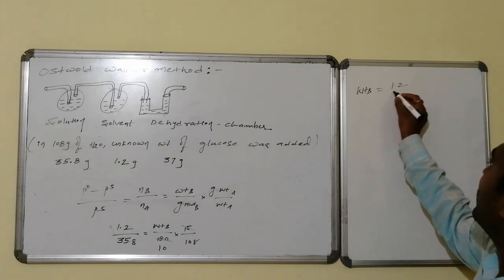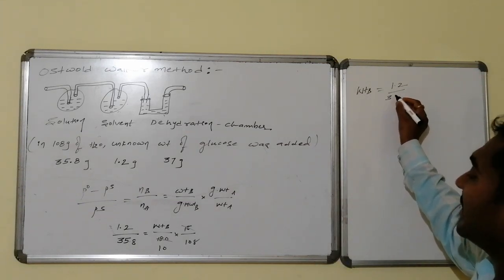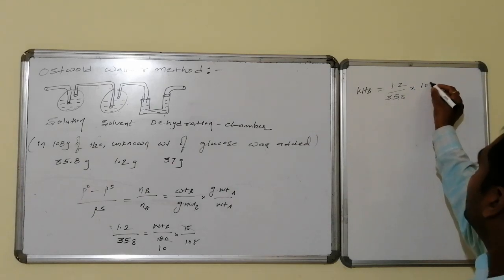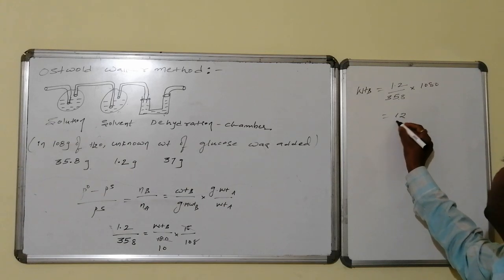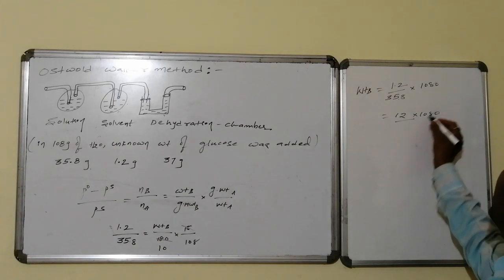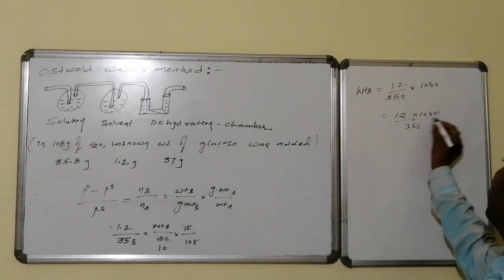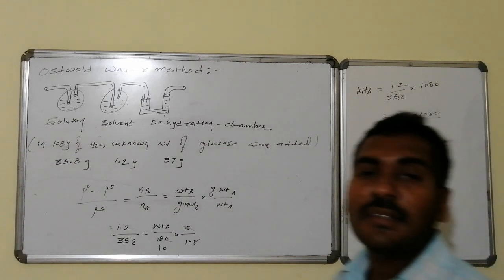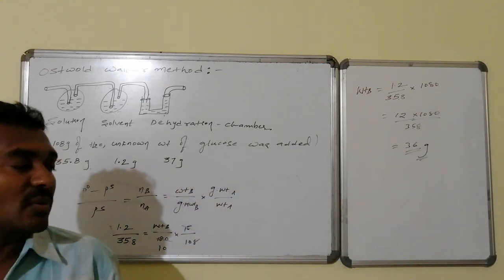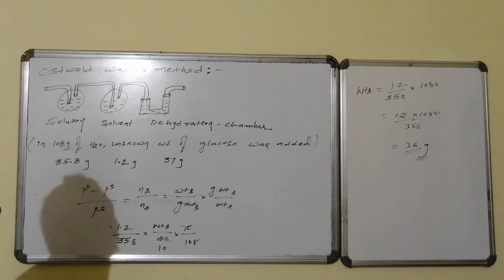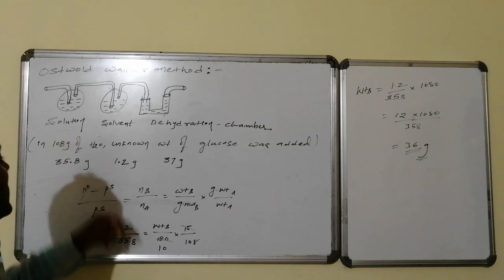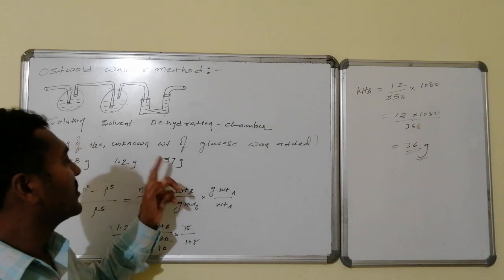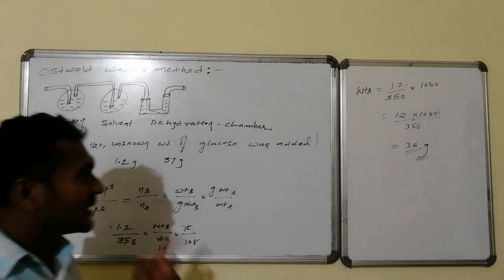Weight B will become equal to 1.2 divided by 35.8 into 1080. That will become equal to 12 divided by 358 into 1080, which is equal to 36 grams. Thus, after addition of 36 grams of glucose, the vapor pressure will reduce and the corresponding weight loss will be found to be 35.8. In proportion, this will be 1.2 grams. Total weight gain will become equal to 37 grams.